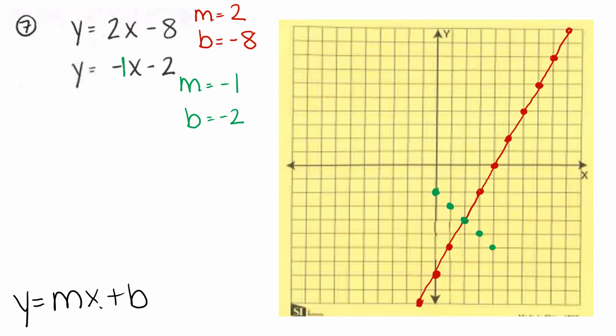We follow that pattern of down 1 and right 1 until we reach the edge of the graph, connecting our dots along the way. Once you reach the edge, go the other direction so that it reaches both sides. We go up 1 and over 1 to follow our straight line.